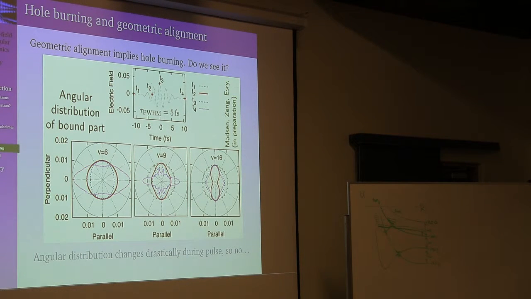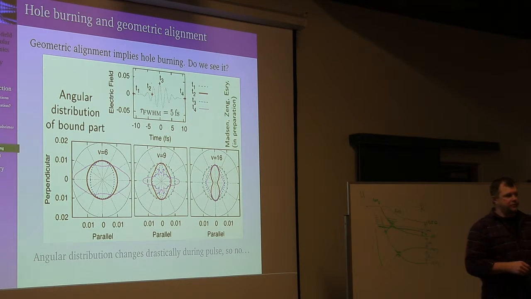We can look at angular distributions. And then the other approximation, we talk about geometric alignment. If you have laser polarization and an isotropic distribution of molecules, geometric alignment, remember, is that those molecules in this direction will dissociate. If that's true, then if you look at the bound part, you should see holes start to develop in the bound part, right? The distribution should get pinched.